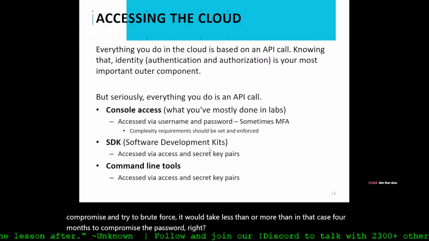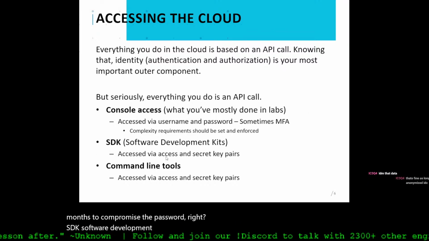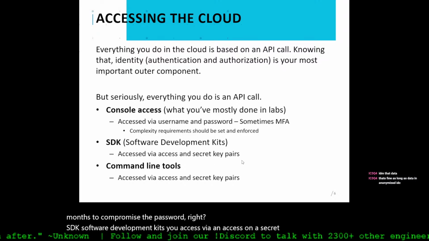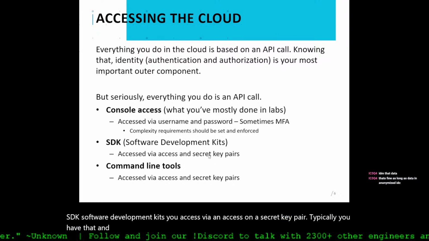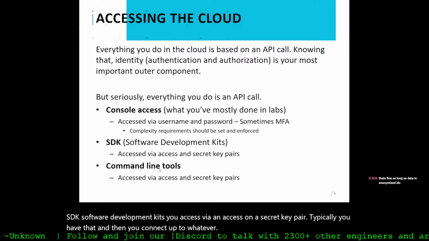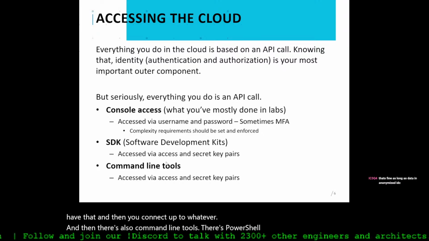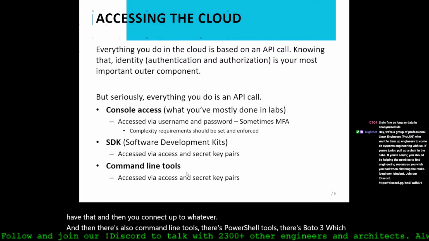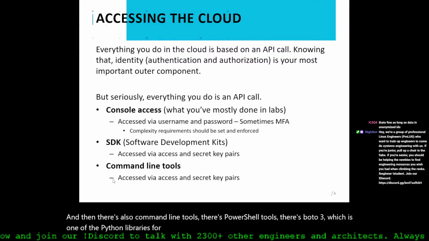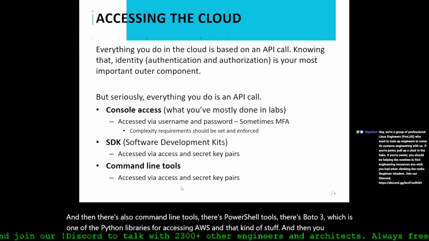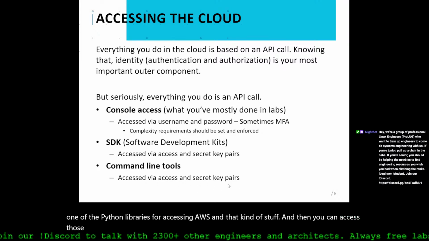SDK, software development kits. You access via an access and a secret key pair. Typically you have that and then you connect up to whatever. And then there's also command line tools. There's PowerShell tools. There's Boto3, which is one of the Python libraries for accessing AWS and that kind of stuff. And then you can access those with access and secret key pairs.